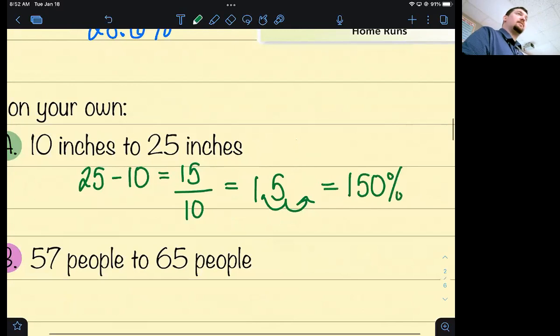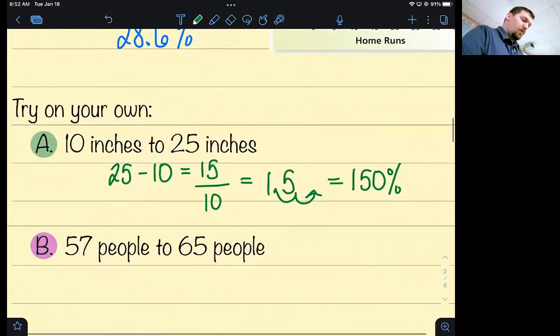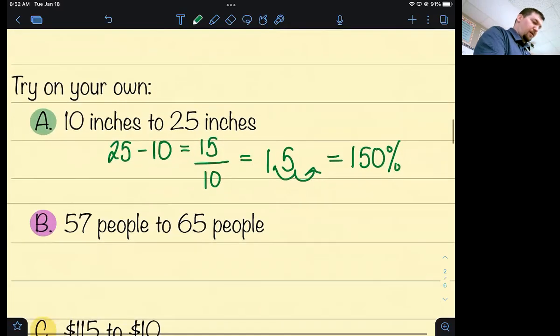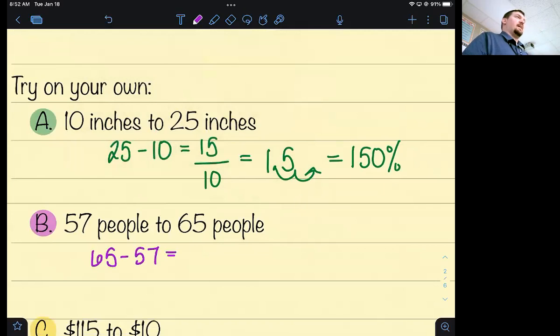Would this be an increase or decrease? Increase, yeah, 10 to 25 would be an increase. What about 57 to 65? Is that an increase or decrease? Increase again. It doesn't really change how we find it. It doesn't change anything about how we find it. So example B, we're going to subtract the bigger number minus the small number. That's just so we don't get a negative answer, even though the negative answer would just be the opposite of the positive answer we're going to get.